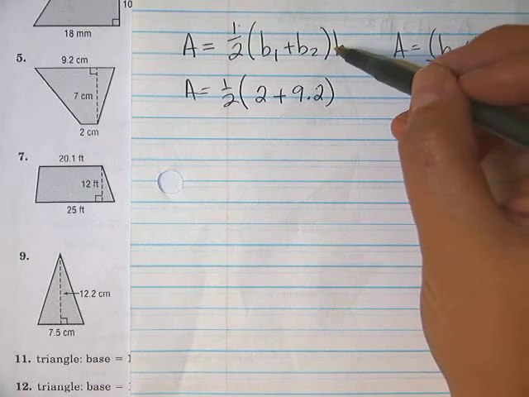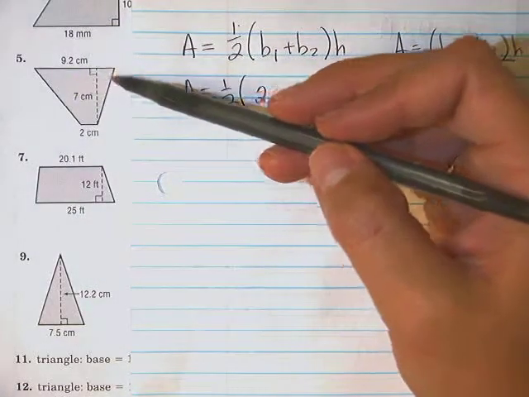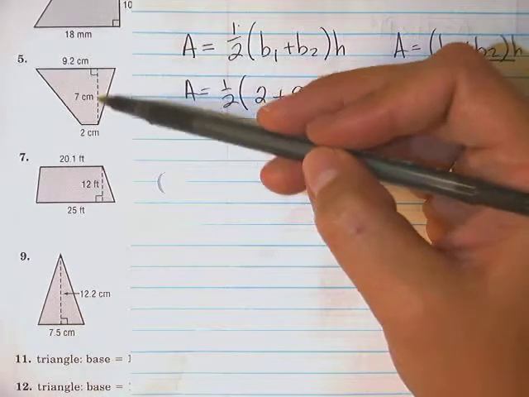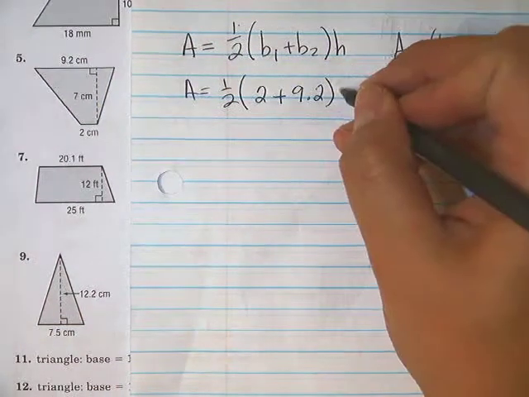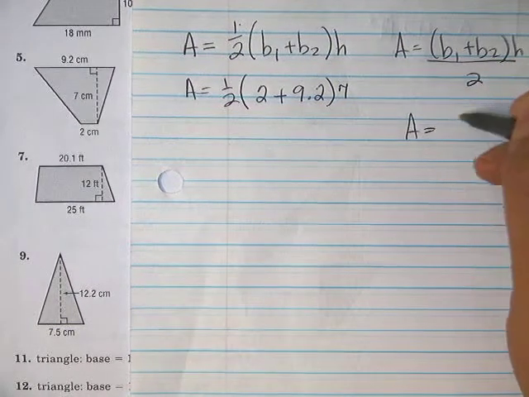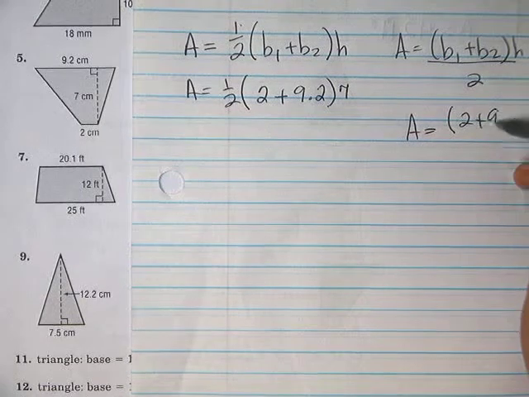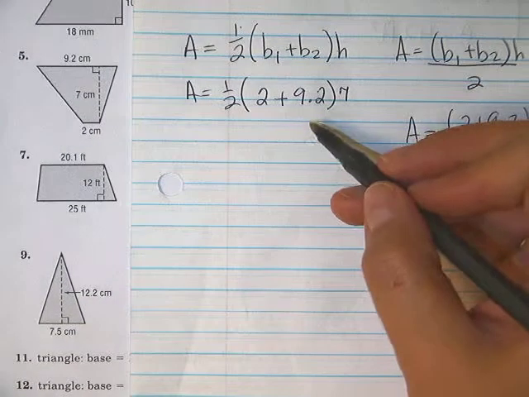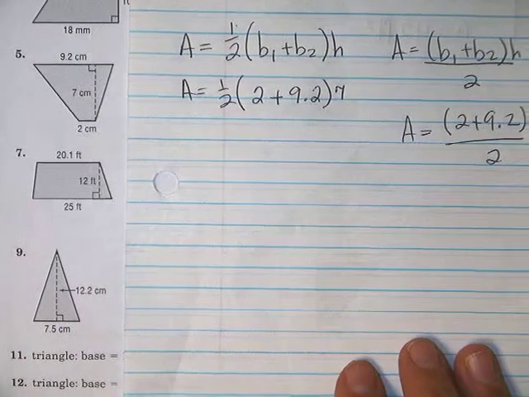And what about the height? Remember, the height always makes a perpendicular line with the base, and it's usually a dotted line, so 7 centimeters. I'm going to fill this one in just in case we'd prefer to use this one. What's my first step going to be? Here. Add 2 and 9.2.